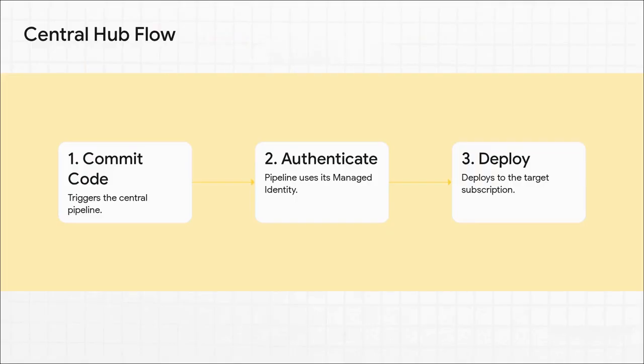So the flow becomes super simple and incredibly secure. A developer commits their code, that triggers the one and only pipeline in your central hub. The pipeline then authenticates to Azure using its managed identity, and based on the permissions you've given it, it deploys the code to the right environment. It's clean, it's secure, and it's so easy to trace.